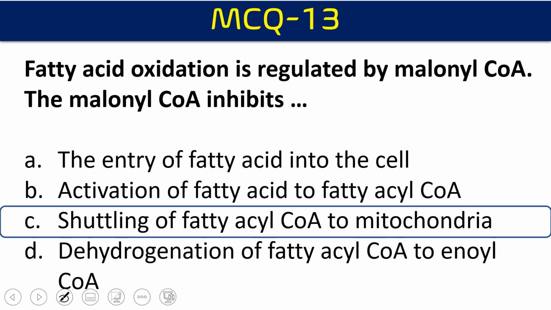If you remember fatty acid oxidation, there are 3 stages. First one is the activation process, where fatty acid is converted to fatty acyl coenzyme A. Then second is transportation of fatty acyl coenzyme A into the mitochondria, and third is the actual fatty acid oxidation. So malonyl coenzyme A affects the shuttling of fatty acyl coenzyme A inside the mitochondria. It does not allow the transport of fatty acyl coenzyme A into the mitochondria.